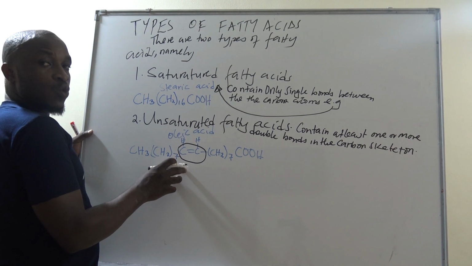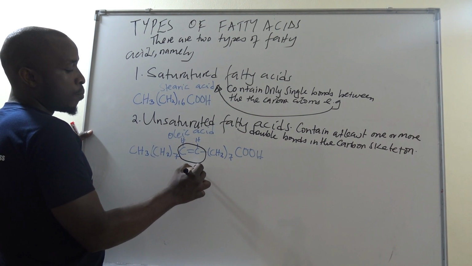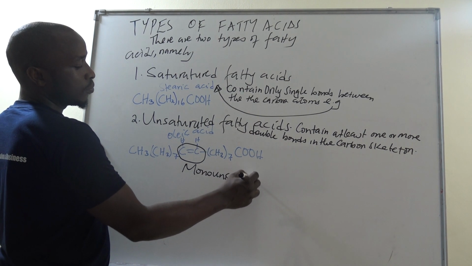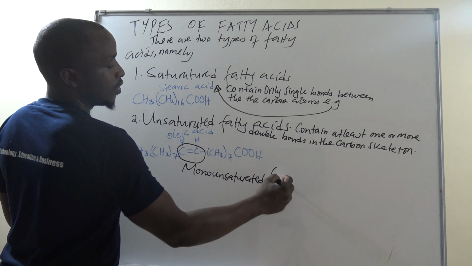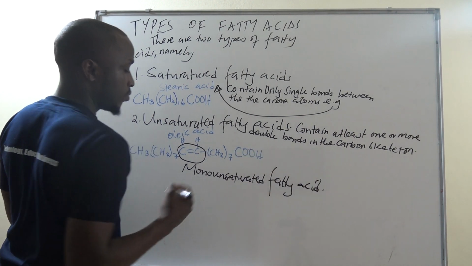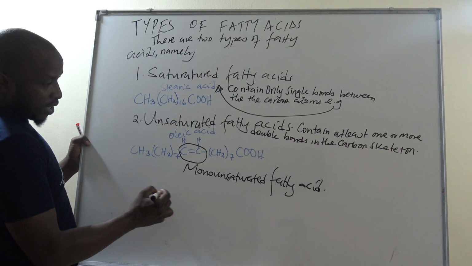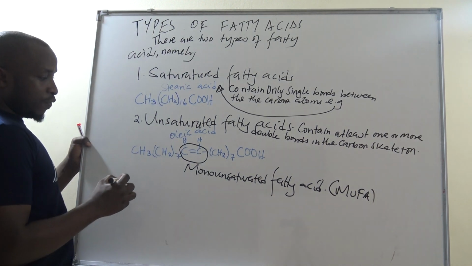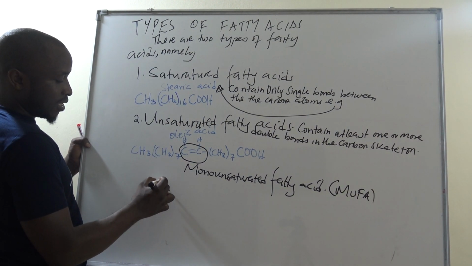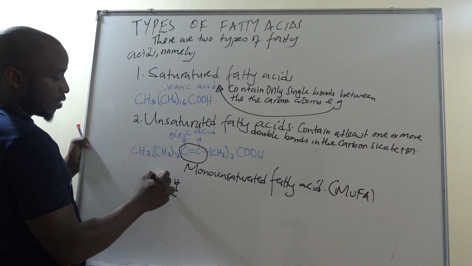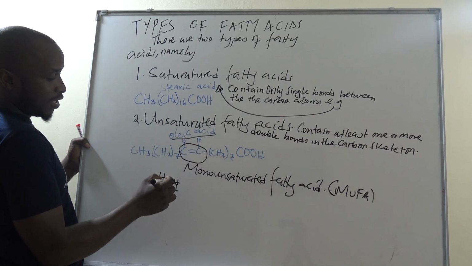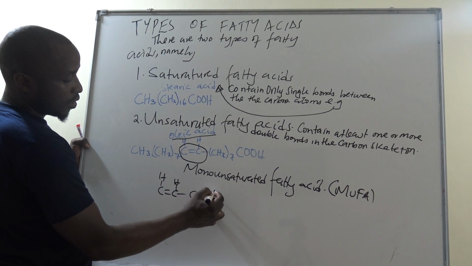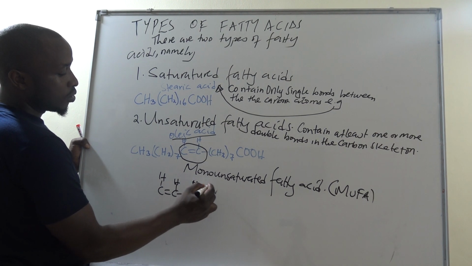So such that has one, we shall just call it monounsaturated fatty acids. You abbreviate it as MUFA. The example is oleic acid, which is mono, and it has this along the carbon skeleton.